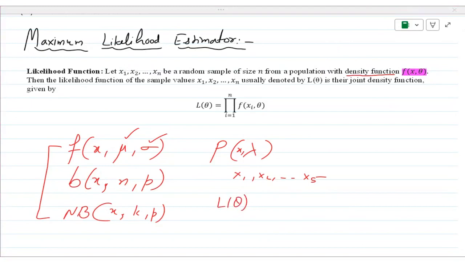Sir, please explain one more statement of likelihood. Connection problem there.